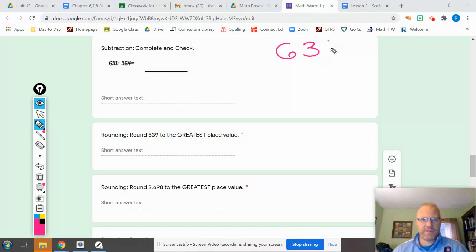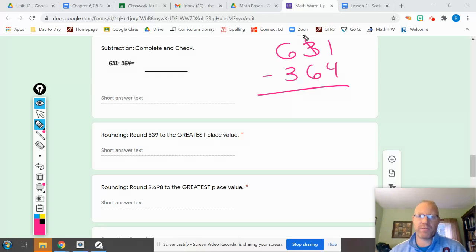We have 631 minus 364. We are looking at taking 4 from 1. We cannot do that, so we have to borrow from the 3. The 3 becomes a 2. The 1 becomes an 11. 11 minus 4 equals 7. Then you have 2 minus 6, which you can't do. The 6 becomes a 5. The 2 becomes 12. 12 minus 6, and then 5 minus 3. And then bring your final answer over to these boxes.